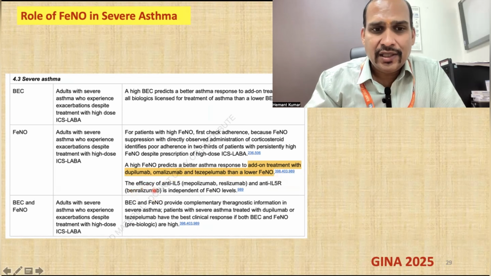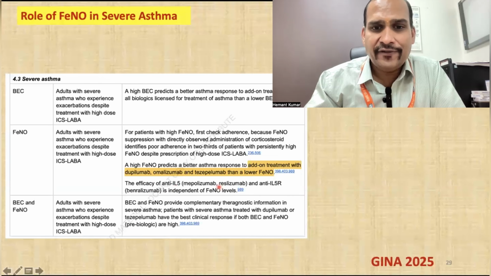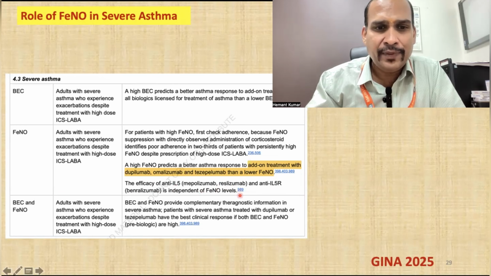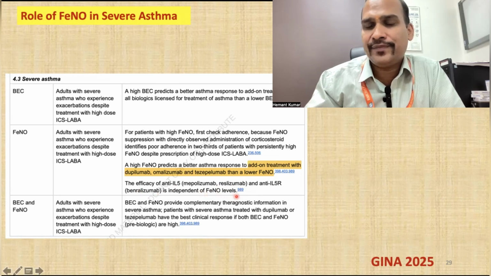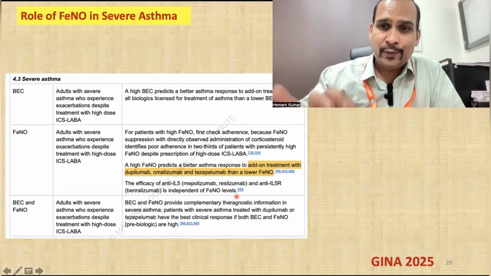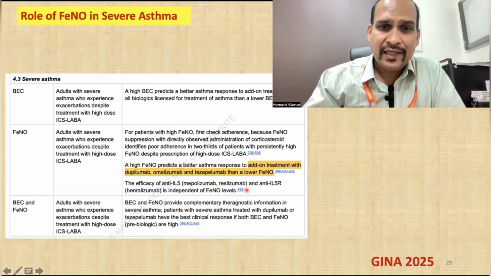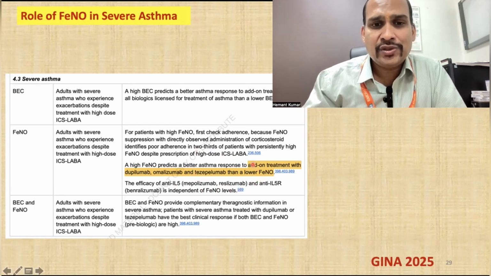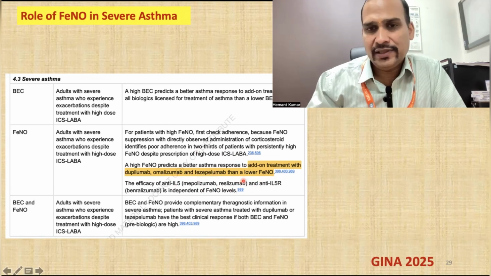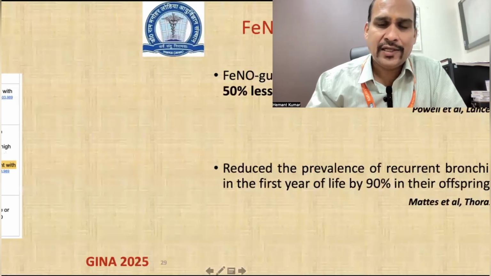The efficacy of anti-IL-5 agents like mepolizumab, reslizumab, and benralizumab is independent of FeNO level. So the FeNO level helps to initiate dupilumab and tells about better asthma response in these three biologicals. So this helps in severe asthma.